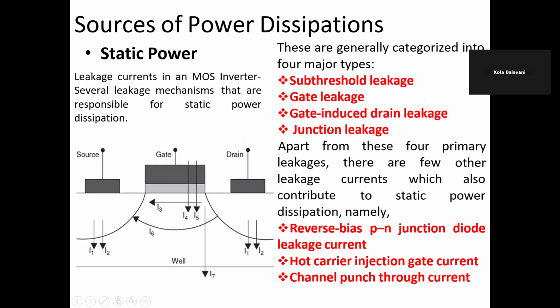So here these are the different types of leakage currents. Apart from these primary leakages, there are a few other leakage currents also that can contribute to the static power dissipation. Thank you. This is about static power dissipation.